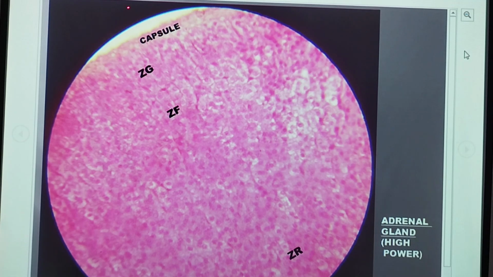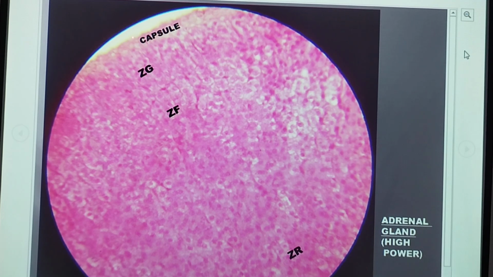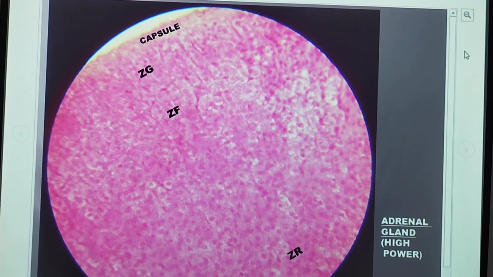So this is the high power section of the cortex of the adrenal gland. In the adrenal gland, the suprarenal gland, the outermost thing is the capsule. Then you have three zones: zona glomerulosa, then zona fasciculata, and then zona reticularis. Now look at the zona glomerulosa. Here you are seeing the cells are arranged in the form of an inverted U shape. I can show you one inverted U shape here, one more inverted U shape.